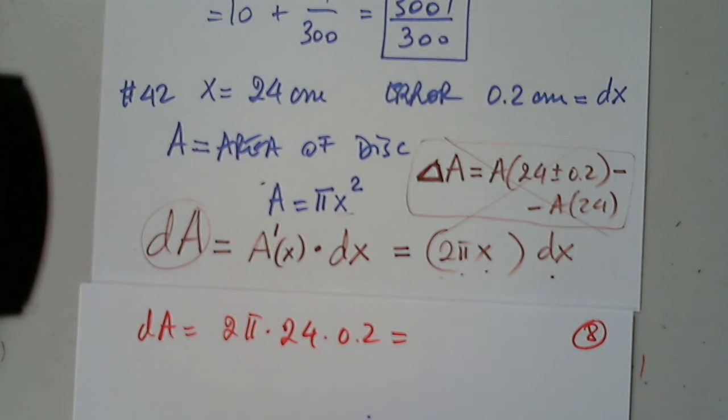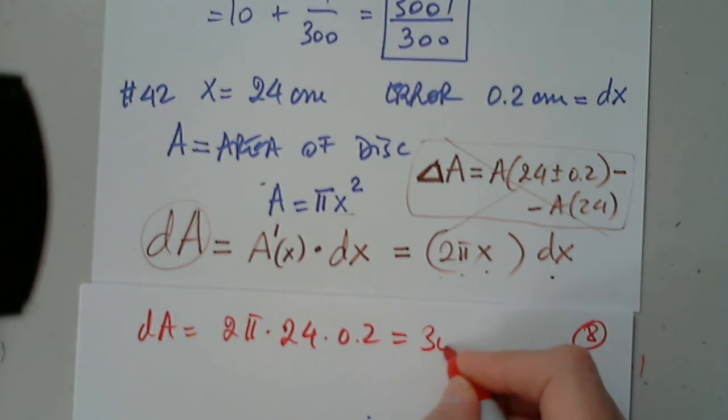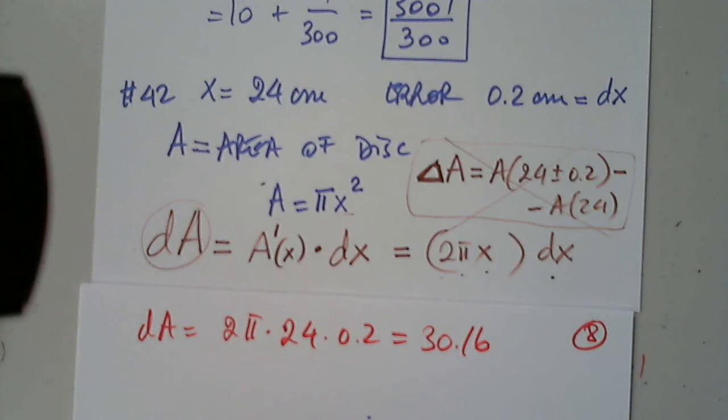And in a minute, I will ask you about the measurement unit. So 2 pi times 24 times 0.2, give me the number, 30.16. Measurement unit. This is the actual, this is not a rate of change. You cannot give me 2 measurement units.